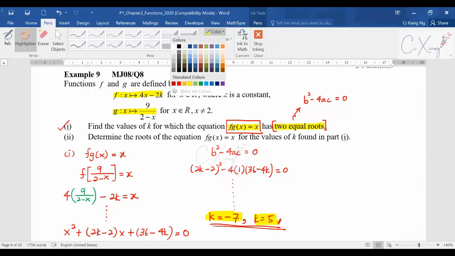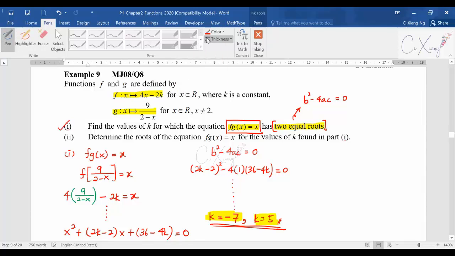Okay, then how about if we want to solve number 2? What is part number 2 about? They want you to determine the roots. So again, what is the meaning of roots here? The value of x. So they want you to find the value of x for this composite function again, for the values of k found in part 1.